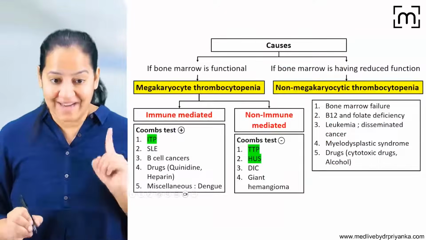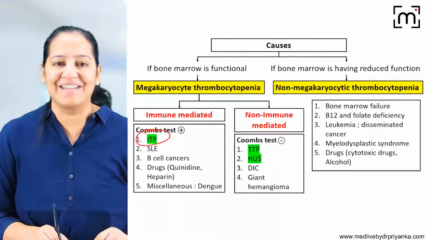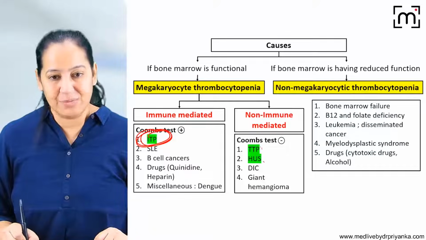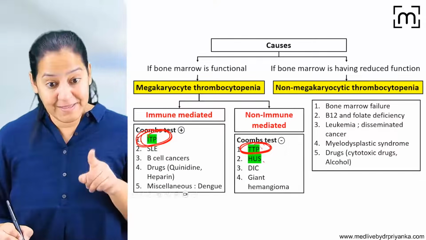So we are done with ITP. So out of the three, one is done, the ITP is done. Can I come on the TTP and HUS one by one? So let's start with TTP. TTP is difficult to understand.